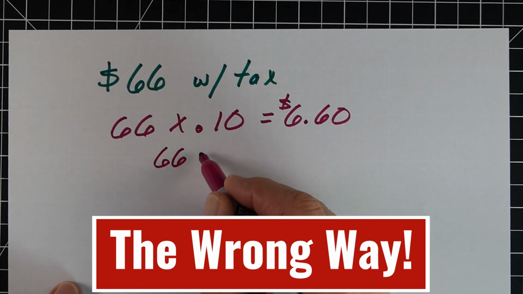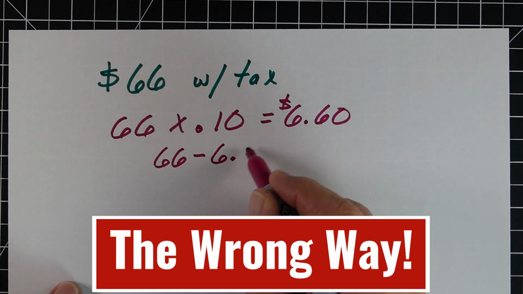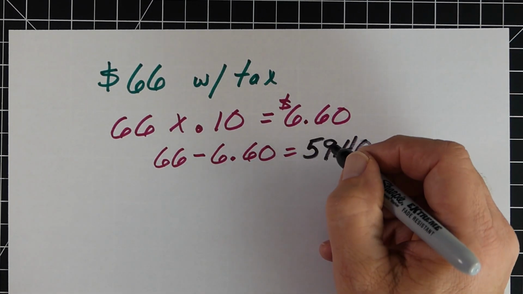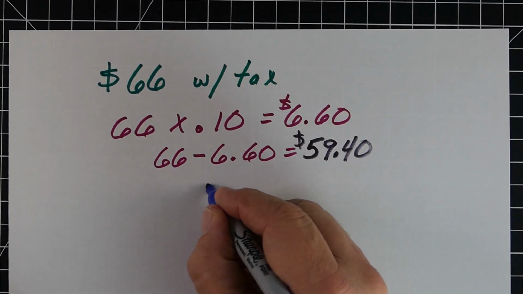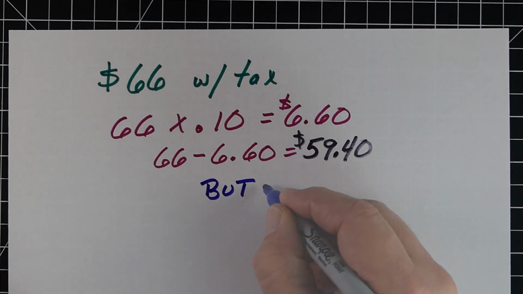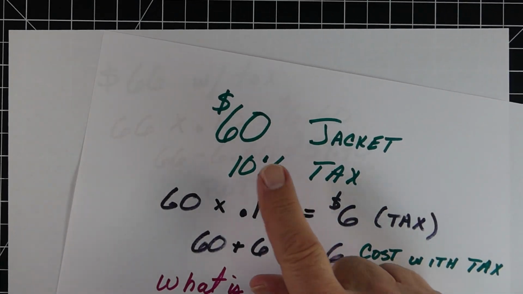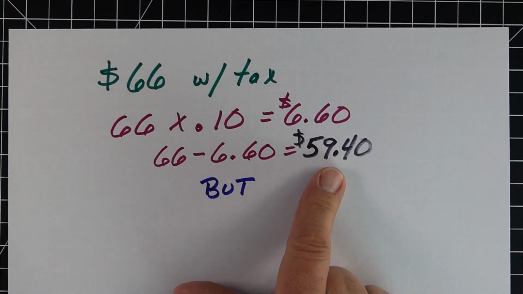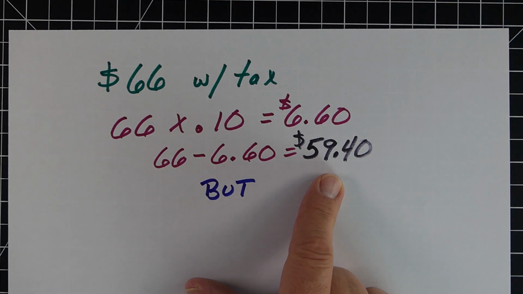They take the $66 and multiply by 10% and they get $6.60. But when they take the $66 and subtract the $6.60, they get $59.40. But we already know the jacket was $60. When we did our math, we should have come up with $60, not $59.40. So what exactly happened here?